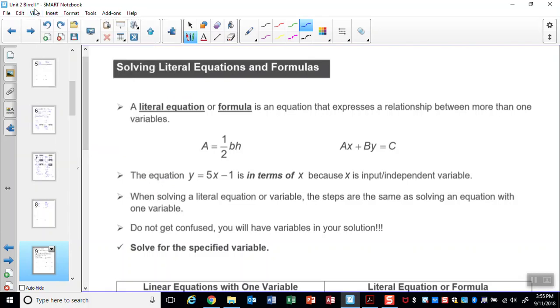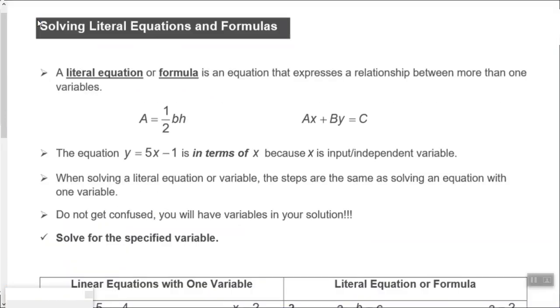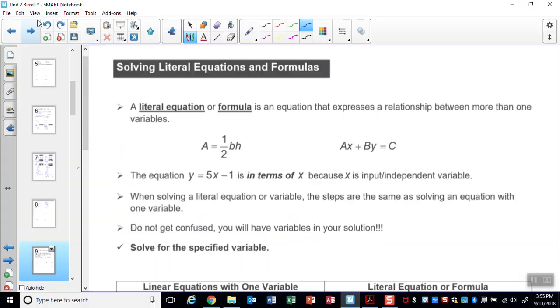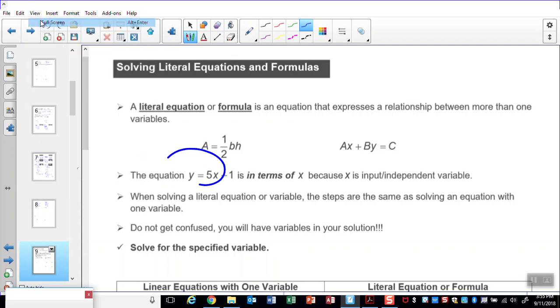Okay, in this video, we are going to go over how to solve linear equations and formulas. In the previous video, we learned how to solve linear equations with a variable. Now let's go over how to solve linear equations.